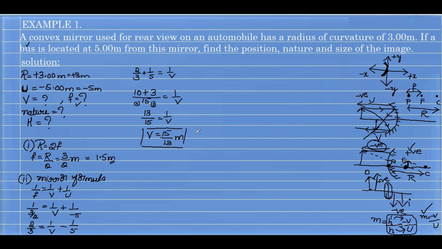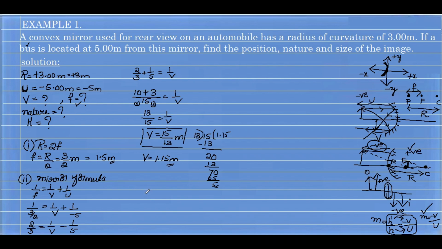We can make it decimal also. So 15 divided by 13, 13 ones are 13, 13 fives are 65. So the answer will be image distance is 1.15 meter. Fine. So the second image distance is also calculated. Now we need to find out h dash. When we calculate the magnification, then we will come to know the nature.